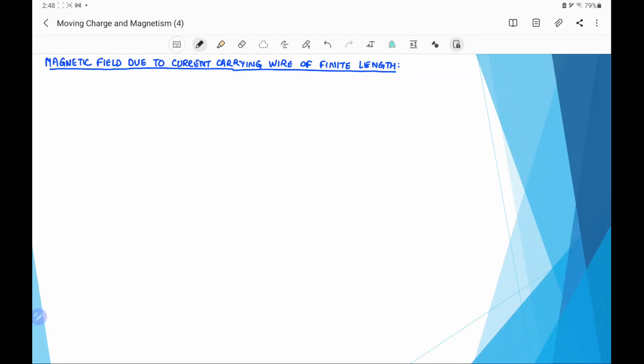Next, we have to find the magnetic field due to a current carrying wire of finite length using the Biot-Savart's law. First, we draw a figure. Suppose this is the wire AB and it carries the current I, and from this wire a point P is at a perpendicular distance R, and the angle made by the edge A with P is theta 2 and by edge B at point P is theta 1.